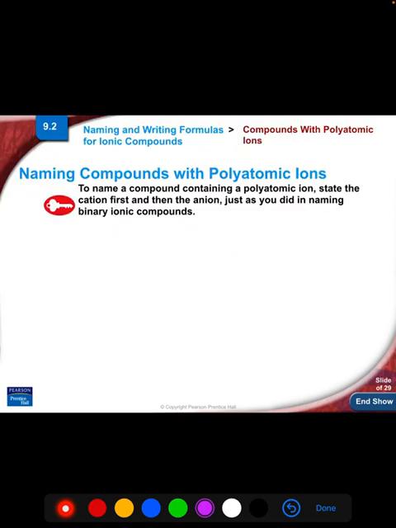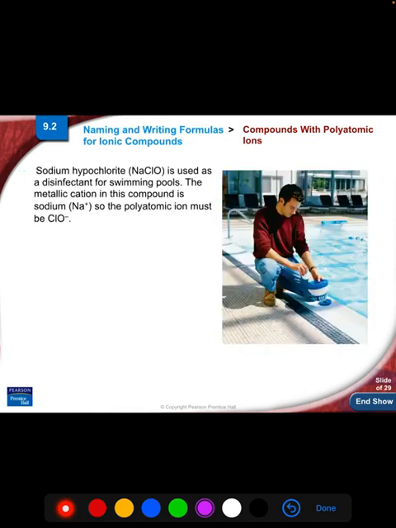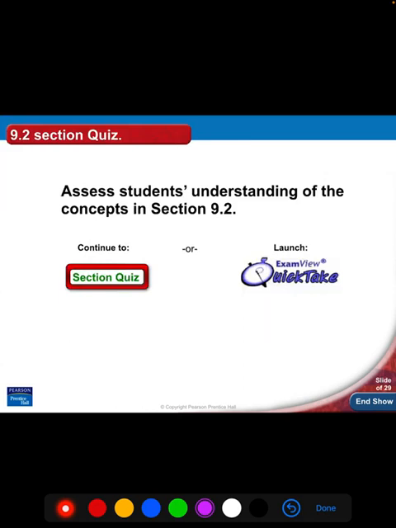Now, when you name compounds with polyatomic ions, you state the first cation first and then the anion last, just like we did with the binary compounds. So here's sodium hypochlorite. This is the active ingredient in bleach, and it's used, of course, for sterilizing, including swimming pools. And this ion here is called hypochlorite, and it's a -1, and the sodium is a +1, so there's your formula. That's simple. So let's answer a few questions, and then let's go to our homework.